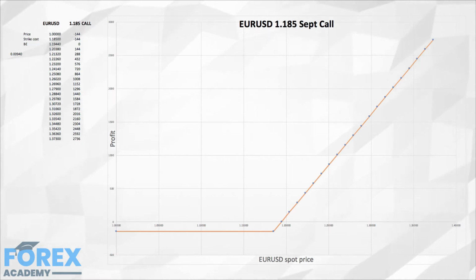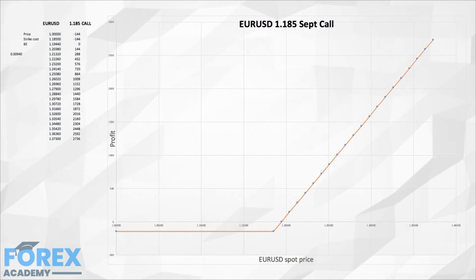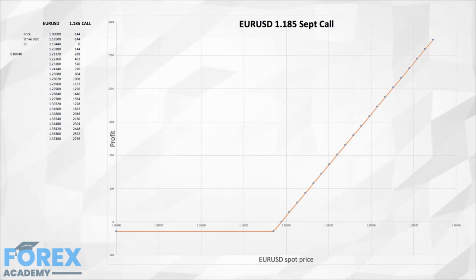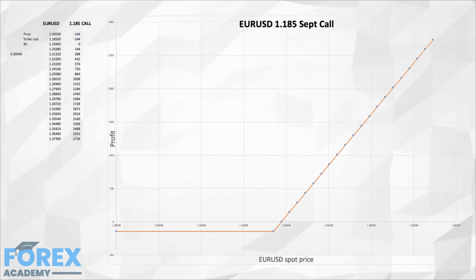Therefore, if we set the cost value to minus $144 with the minus sign from 1.0 to its 1.1850 strike price, that will draw a horizontal line. Then we compute the break-even price of 1.1944 and set its profit to 0. We calculate the distance from strike price to break-even. We can then add points which will also show $144 profit differences. After creating the table, we can create a graph and display it on the sheet.